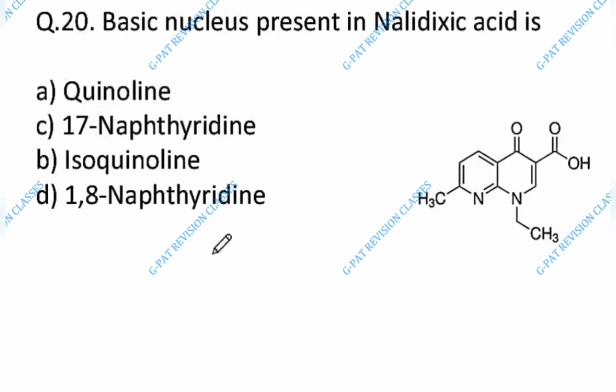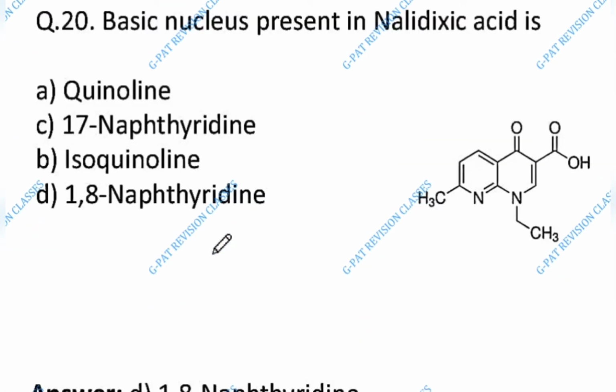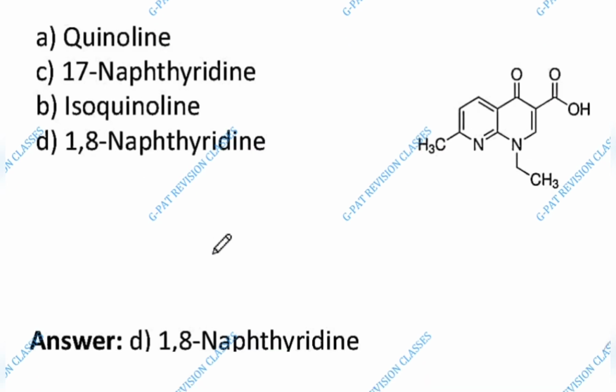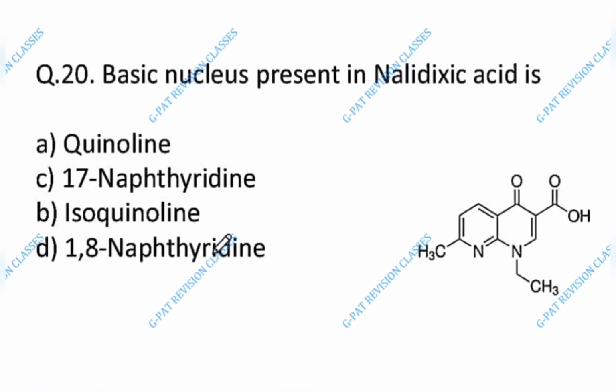Next is question number 20. Basic nucleus present in nalidixic acid is 1,8-naphthyridine. The answer is D.